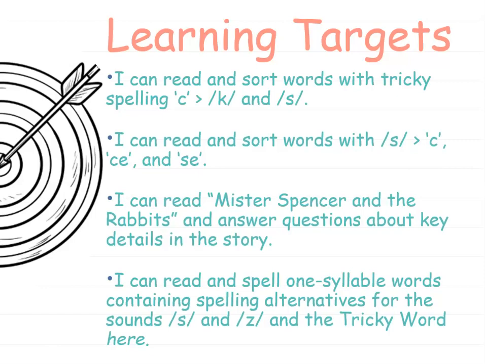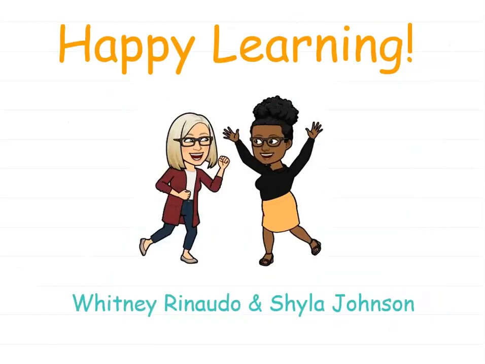So let's summarize what we did today. I can read and sort words with the tricky spelling C. I can read and sort words with spelled C, CE, and SE. I can read Mr. Spencer and the Rabbits and answer questions about key details in the story. I can read and spell one-syllable words containing spelling alternatives for the sounds S and Z and the tricky word here. Happy learning!